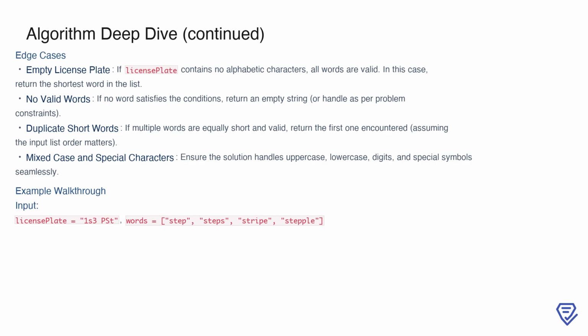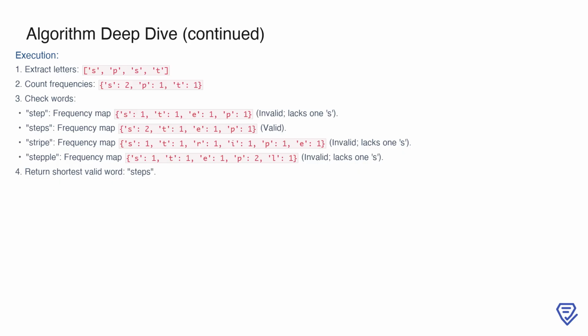For example, given the input license plate equals 1s3pst and words equals step, steps, stripe, stepple, we would expect to find the shortest completing word that meets these constraints. To execute the solution, we start by extracting the alphabetic characters from the license plate, resulting in S, P, S, T. Next, we count their frequencies, producing S2, P1, T1. Then, we check each word against this frequency map.